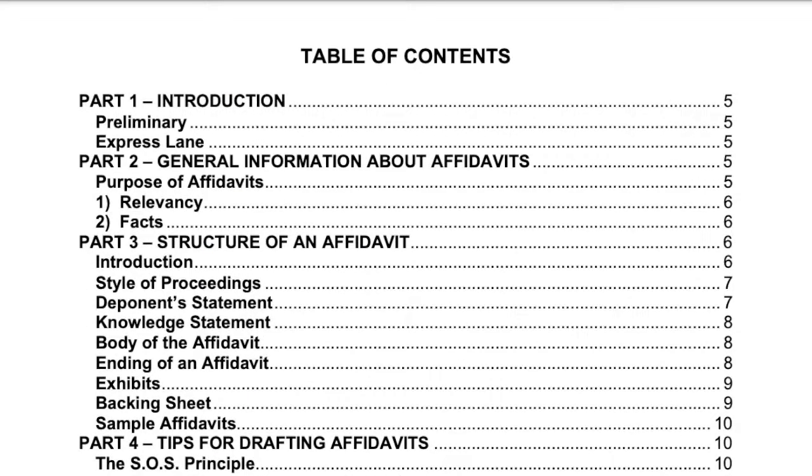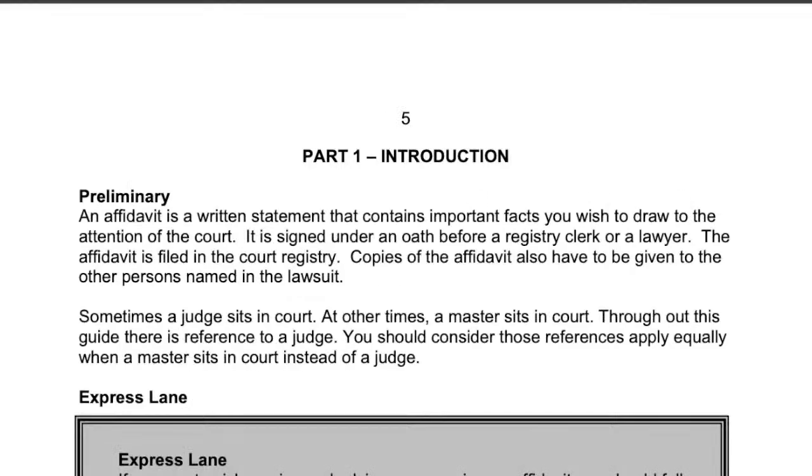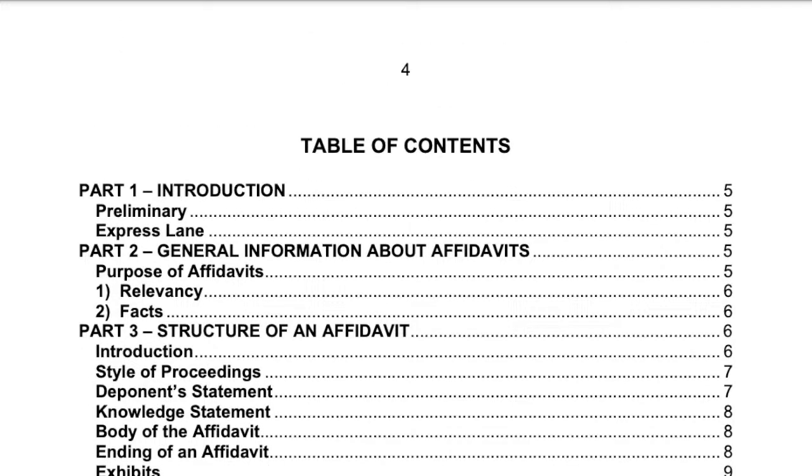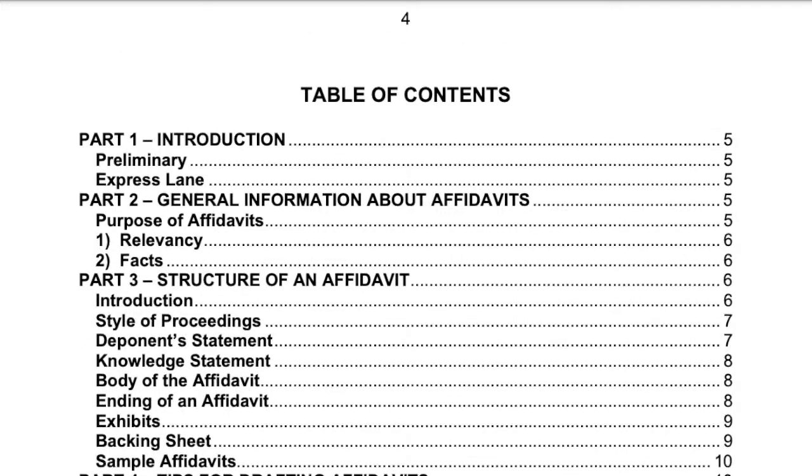So we get to our table of contents here. Preliminary. Also the clickable links here. So let's continue and just read through. We get the introduction, the preliminary, and the express lane. Then we go over general information about affidavits. Then we go to the purpose of the affidavits, which include the relevancy and the facts. As again we say about relevancy, it may not necessarily apply to the central issue of the case, but it would apply to other issues that might then be part of a material issue. Again, the central issue isn't essential.